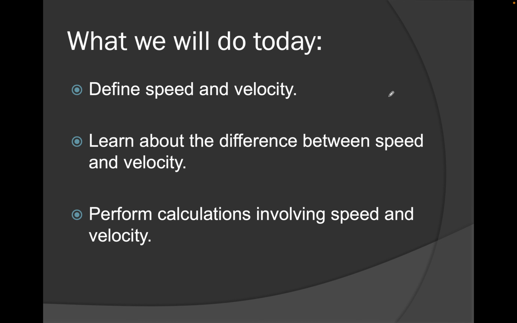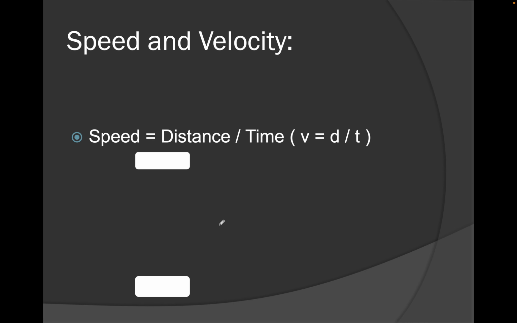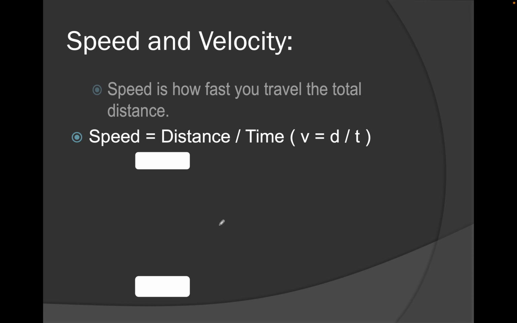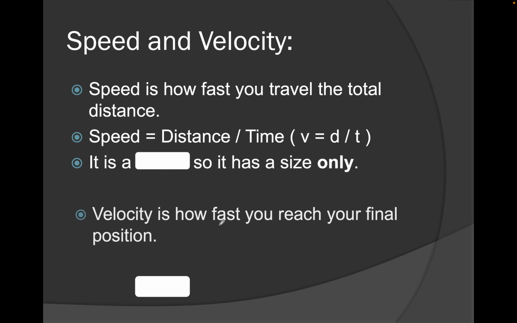So in this lesson, we're going to talk about speed and velocity, learn the difference between speed and velocity, and do some practice examples on these. So speed and velocity. We know speed is the total distance you travel divided by time. It's how fast you travel the total distance, how quickly you get there. It's a scalar. It has a size only.